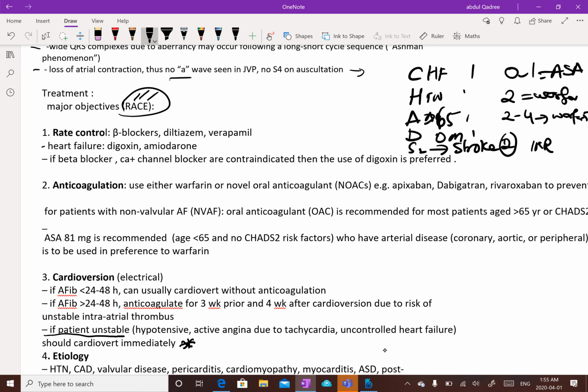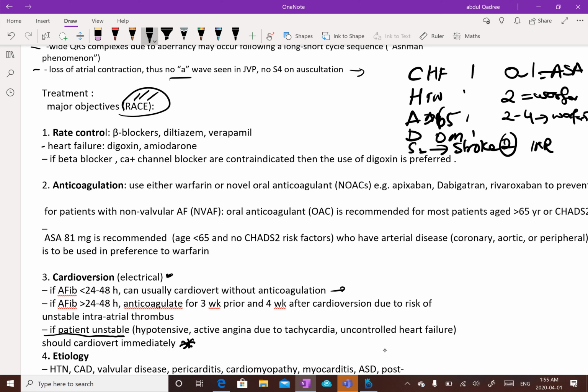If they are stable, then of course you're going to treat them with rate controlling medications. That's the most important. What is the cardioversion going to do? What's going to happen if you do cardioversion, for example? If someone has atrial fibrillation for less than 24 to 48 hours, he can usually be cardioverted without anticoagulation.